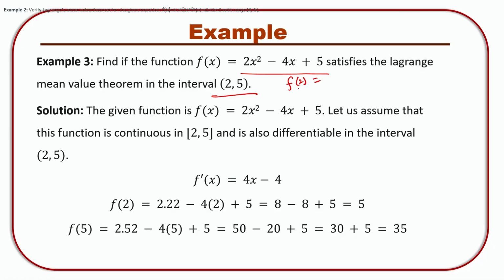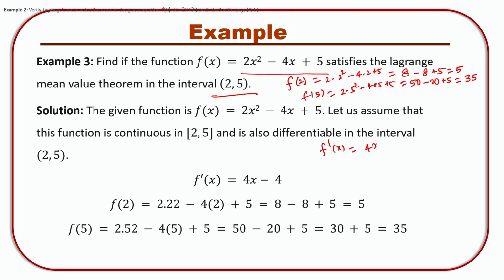So f of 2 is equal to 2 into 2 square minus 4 into 2 plus 5, which is how much? This is 8 minus 8 plus 5, equal to 5. And f of 5 is equal to how much? 2 into 5 square minus 4 into 5 plus 5. So this is equal to 50 minus 20 plus 5, which is equal to how much? 35, right? And then f dash of x can be calculated.